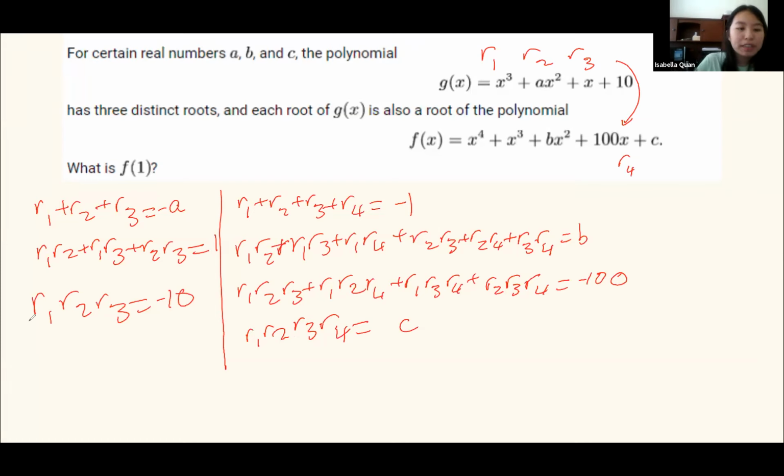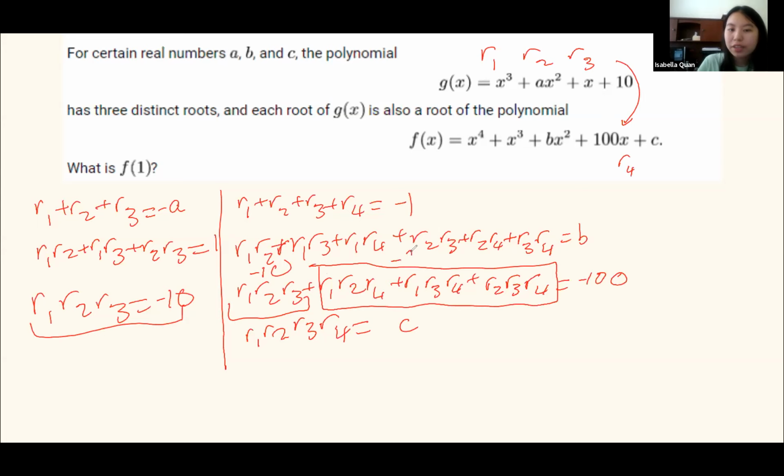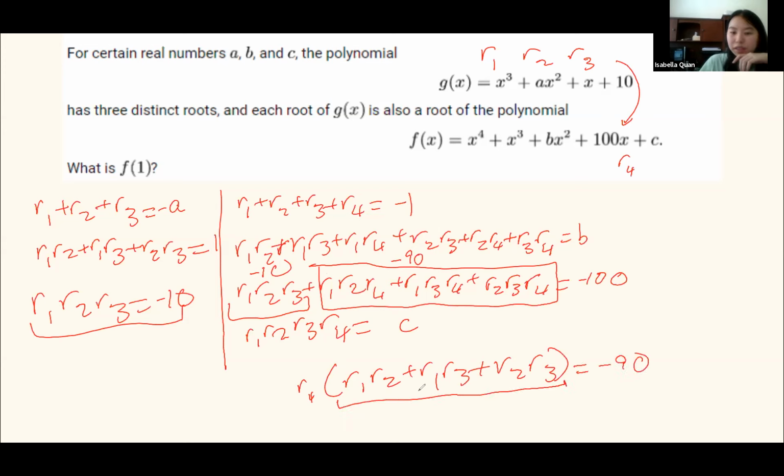When we put this in here, this is going to be negative 10. So that means that this is all going to be negative 90, right? But it also has a common term of R4, so let's factor that out. R4 times R1, R2 plus R1, R3 plus R2, R3 is going to be negative 90. And we know what this is, right? So what's R4?